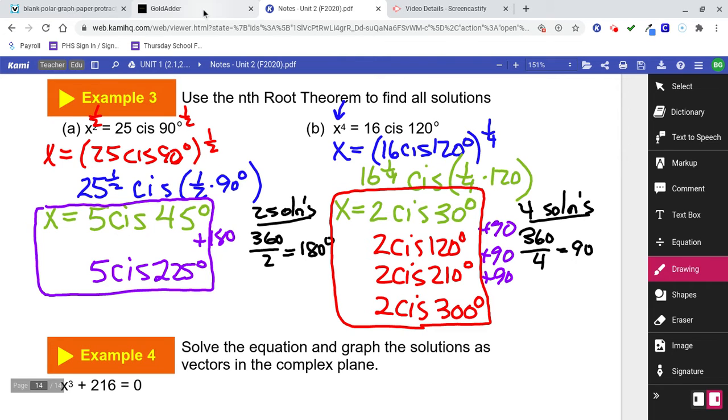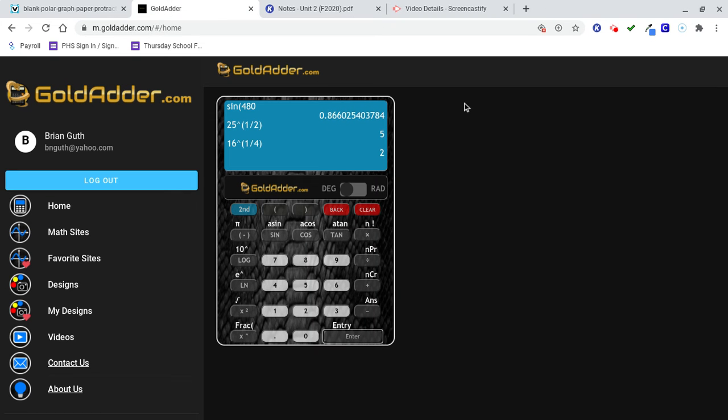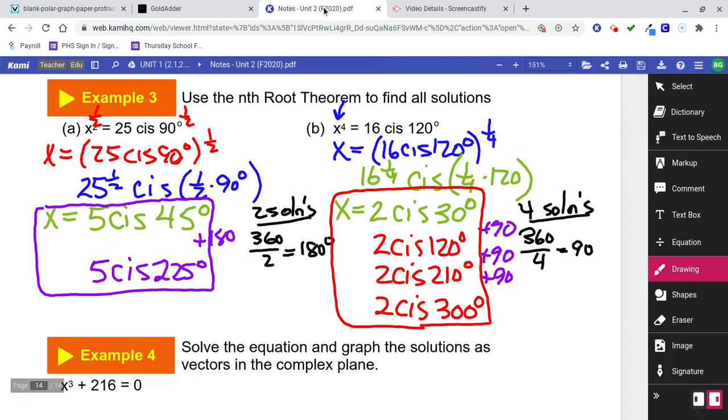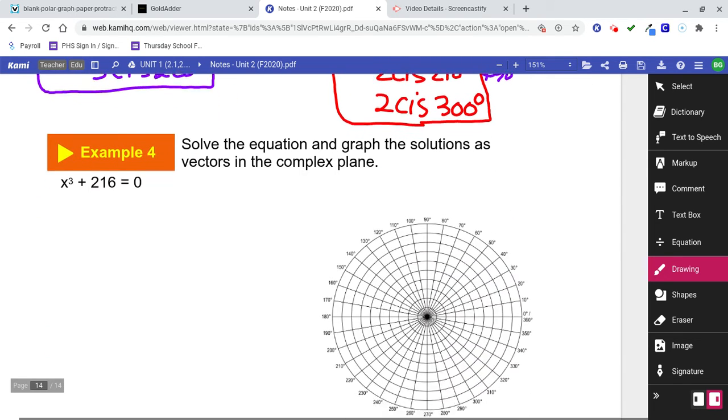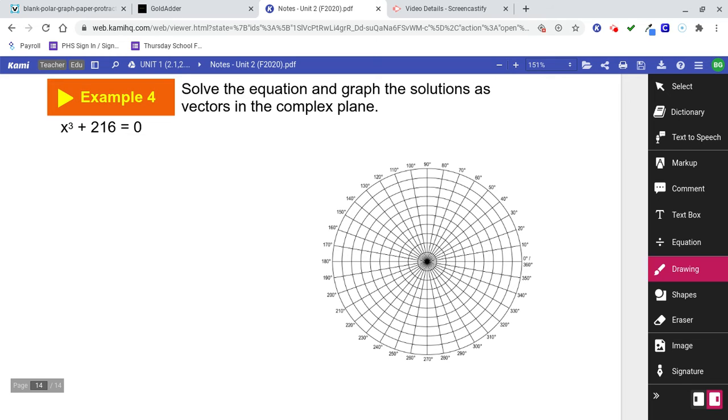Look at 2 cis 30. If I was going to change it to rectangular, I would go 2 cosine 30 and 2 sine 30. So I would have this 1.73, which maybe you recognize that number as square root of 3. Square root of 3 plus 1i would be one of my solutions in rectangular form. But I'm fine leaving it in polar. Usually what happens is if you start in polar, you can end in polar.